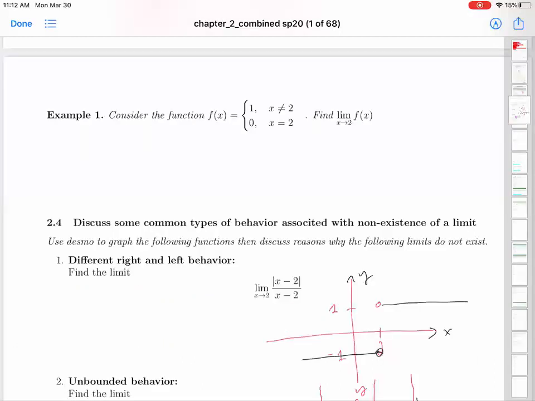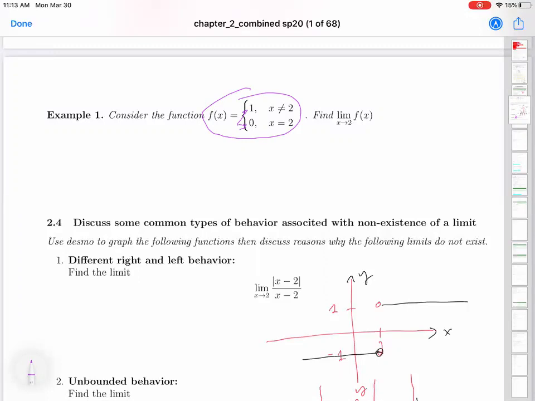Next, we do the first example. If we consider the functions, this is the piecewise function. So the y value equals 1 when x is different to 2, and the y value equals 0 when x equals 2. Find the limit of the function when x goes to 2.